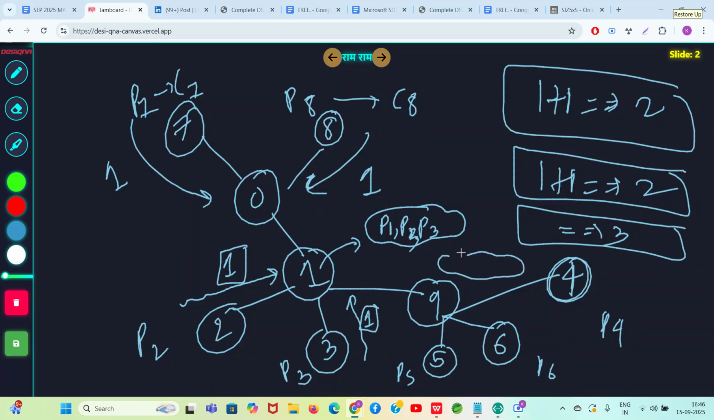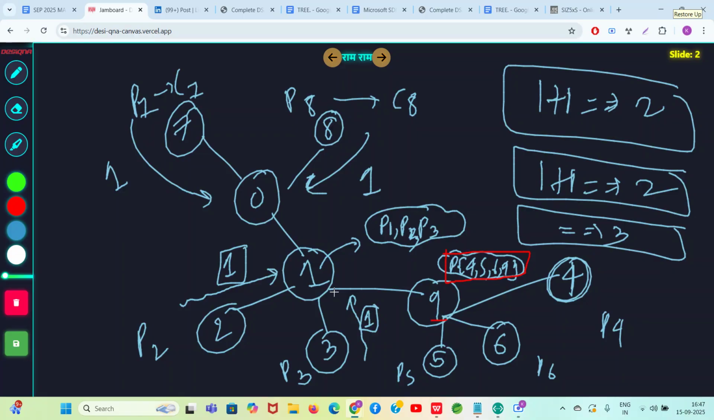So at node number 9, now you have P9, P5, P4, P6. You can say it like P of 4, 5, 6, 9. So P4, P5, P6, P9, you have these guys standing at node number 9. And at node number 1, P1, P2, P3 are there. So guys, at node number 9, 4 people are standing now.